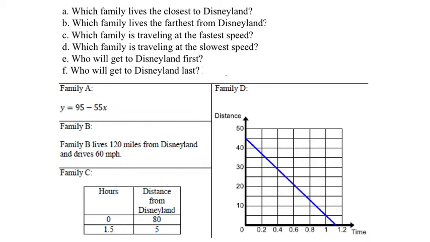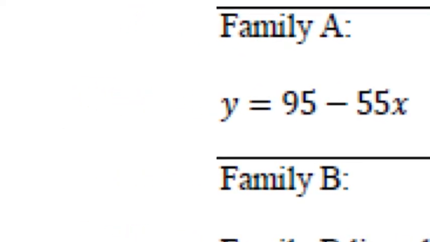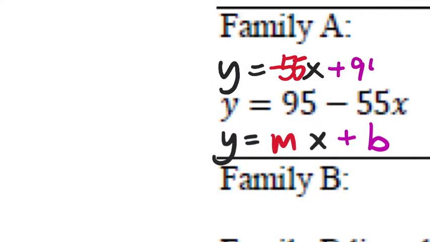So let's look at family A. We got y equals 95 minus 55x. Now this is just a different form of y equals mx plus b. They've just written it in a different format, that's all. Okay, so we could rearrange this. If you needed to rearrange this, then you could. You could say, y equals, you just take your x term first, which is negative 55, and then your constant 95 second. It's positive, so we show a plus right there, right?